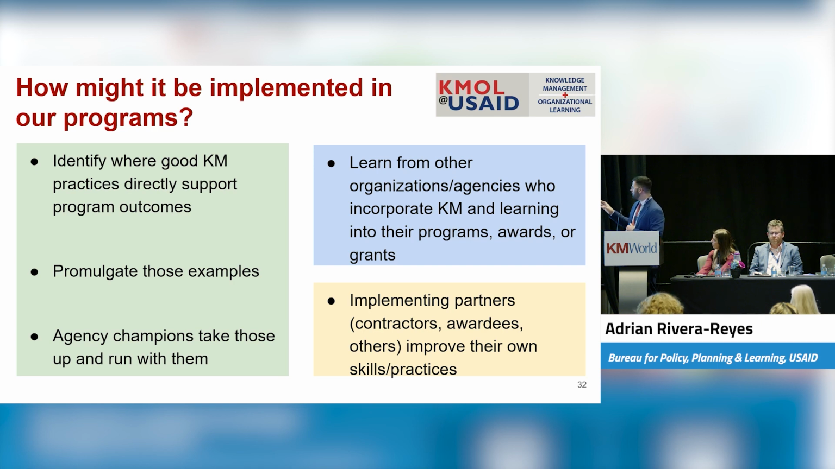So the goals are, colors aren't great here. The goals, right, they're grouped into different colors. We want to identify where good KM is happening across the agency, right? And what those practices are that are directly supporting the outcomes we want to see our programs achieve. And again, USAID is a donor. We have programs around very different areas, like Melissa mentioned, right? Anything from agriculture to conflict prevention to humanitarian assistance and more.